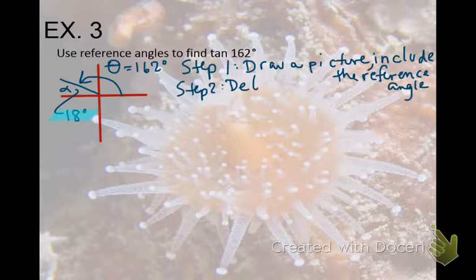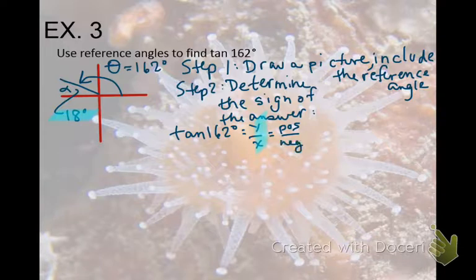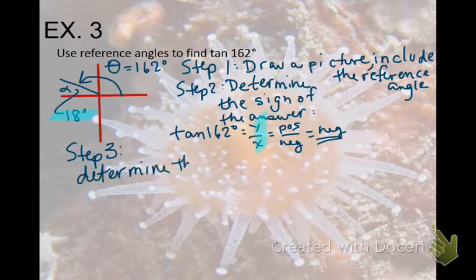And then step 2, determine the sign of your answer. So we could use all students take calculus, or how I prefer to think about it is this value right here, y over x. And so we have a positive value, we've gone up for y, and we have gone left for x, and so positive over negative is always the same thing it has been, negative. So step 3, just using the reference angle, determine the magnitude.